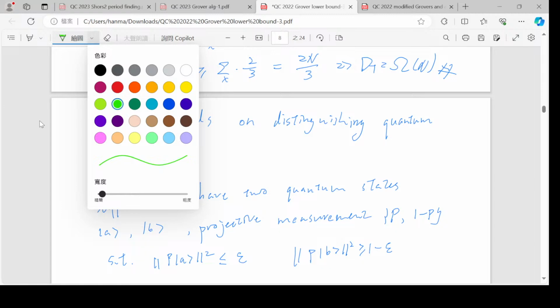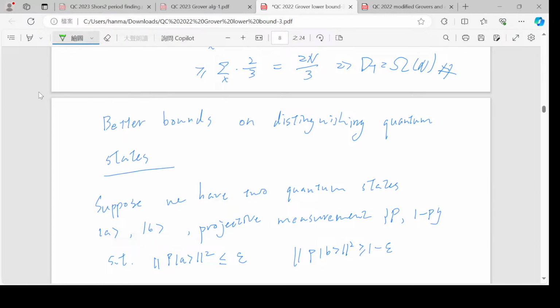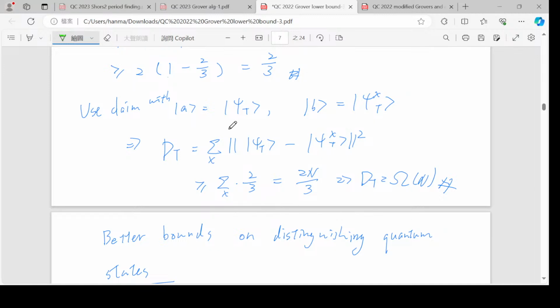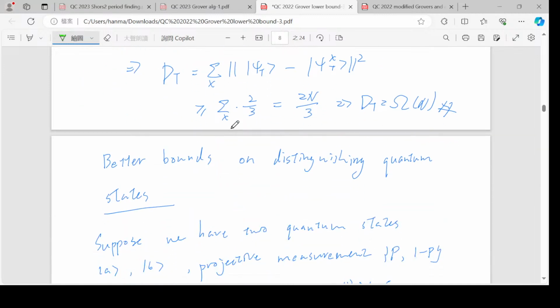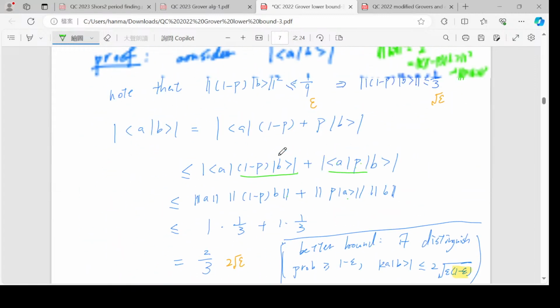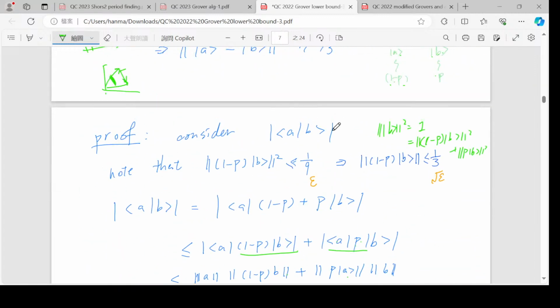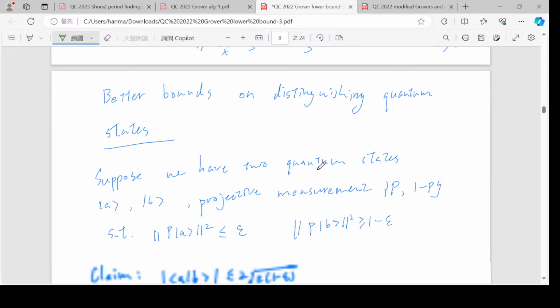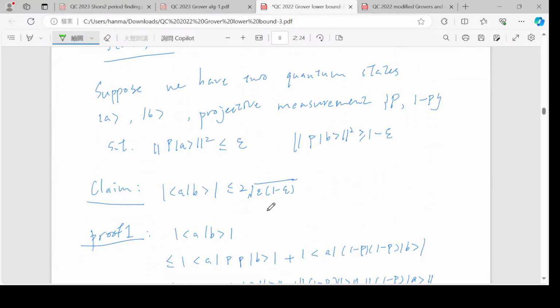Now it's more about information theory, because for the purpose of the Grover lower bound, this is enough. But now we want to do a bit of quantum information to see how the distinguishing probability and the inner product between two vectors are related. So what's our lemma?